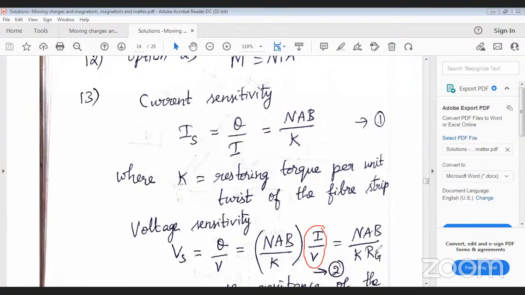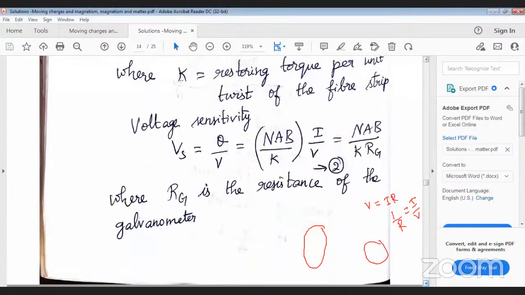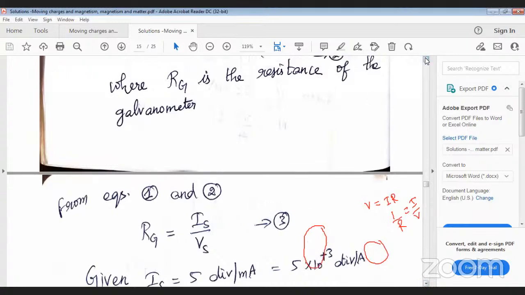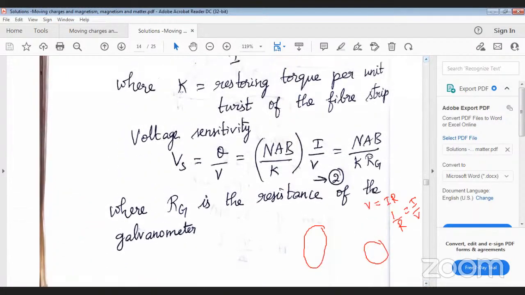So instead of I by V, you can put RG, because V equal to IR. So that means 1 by R equal to I by V. Instead of that I by V, you have to put the resistance of the galvanometer in the denominator, and from this RG equal to IS by VS.